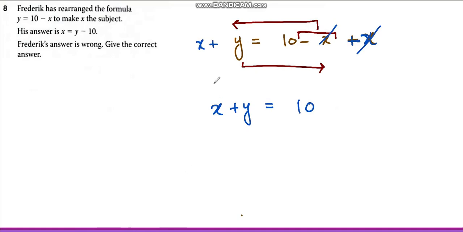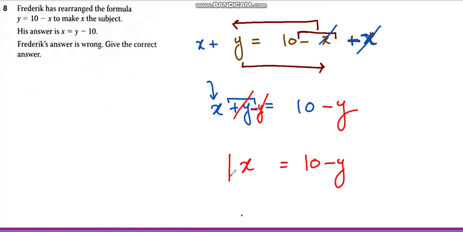Now I just need x. So let me remove this positive y from the left side. To remove it, let's subtract y from both sides. So minus y equals 10 minus y. So here it will be cancelled and I will be left with x on the left side, and on the right side I will get 10 minus y. So basically, Frederick is making a mistake in shifting numbers or variables.